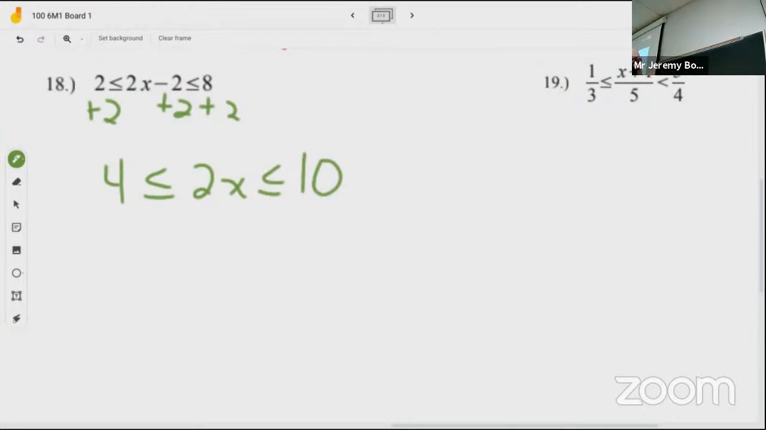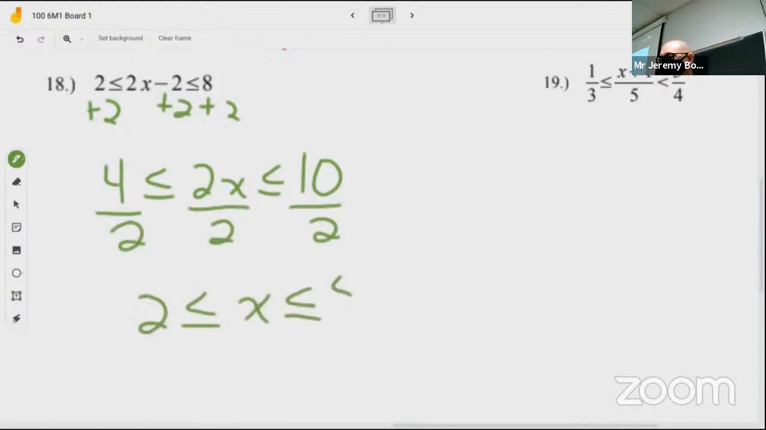Then to isolate x by itself, we're going to divide all our parts by 2. And we'll have 2 is less than or equal to x, which is less than or equal to 5. So that means x is bound by 2 and 5. How are we going to write that in interval notation? Anybody know?